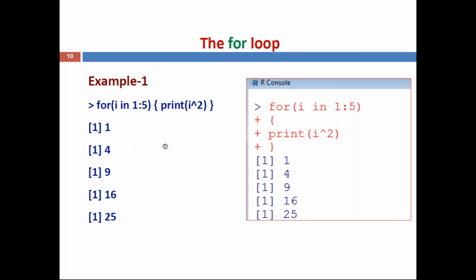So how will you get this output? For I equal to 1, I in 1:5, print 1 power 2, that is 1. Then again it repeats for the 1 to 5 values. 1 is over, then the second value is 2. So 2 in 1:5, print 2 power 2, that is 4. Next value is 3, print 3 power 2, that is 9. Next value is 4, prints 4 power 2, that is 16. Then 5 in 1:5, it prints 5 power 2, 25.